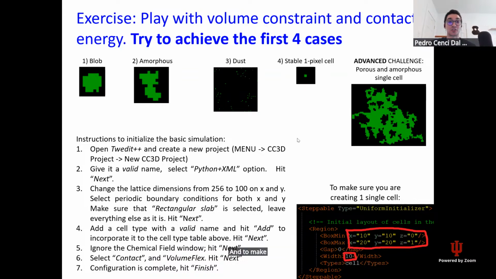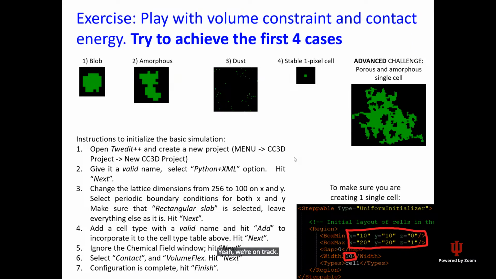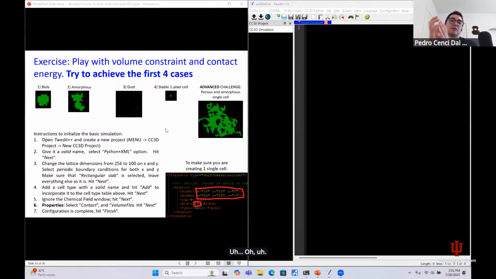And to make sure you're creating one cell, you go to the uniform initializer in your XML and you change the box dimensions and the width of the cell to match the proper size. So it doesn't matter where you create a cell as long as you have periodic boundary conditions. Properties, you can take a look at the slides here. So I have contact and volume flex. You cannot set periodic boundary conditions for the z axis when your z is 1.